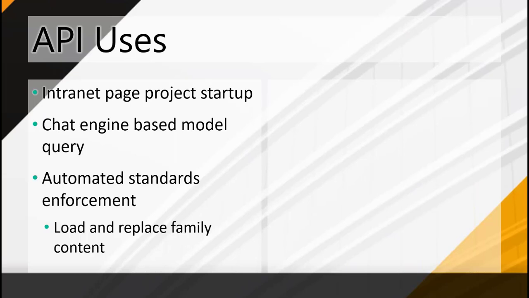Loading and replacing family content, loading and replacing typical detail content, scanning the objects, comparing them, understanding, does this look like a certain kind of a detail? Because you can ask it that, and then leveraging that information to do some pretty interesting things.